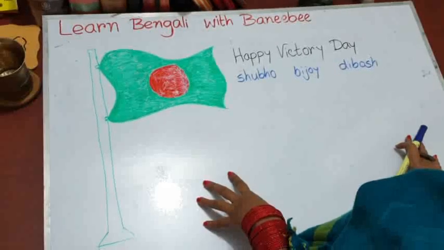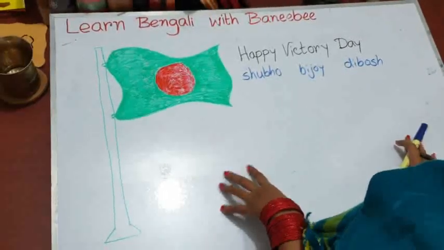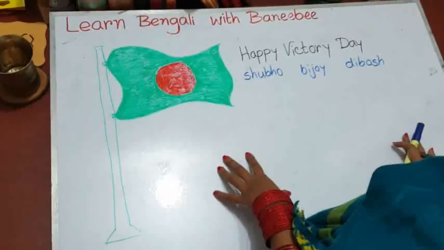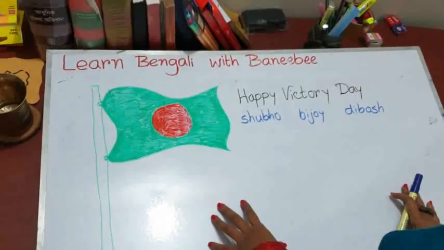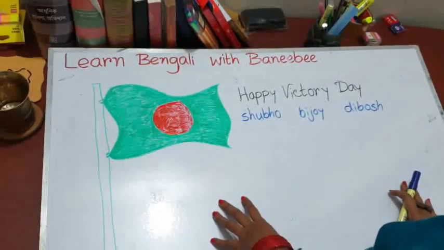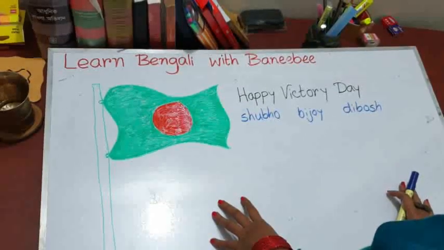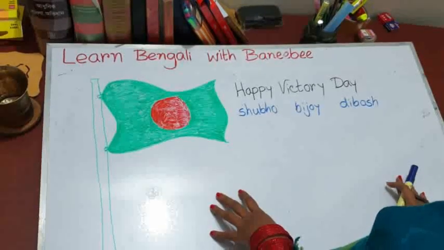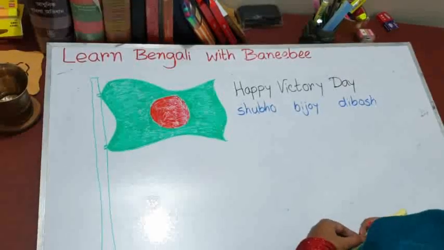Do you know what is the date today? 16th December. So for most people, this is just like any other regular day, any other ordinary day. But to the Bengalis, to the Bangladeshis, especially Bangladeshi Bengalis, this is a very special day. So this is our Victory Day. In 1971, on 16th December, we achieved our victory. That's why we observe this day as our Victory Day.